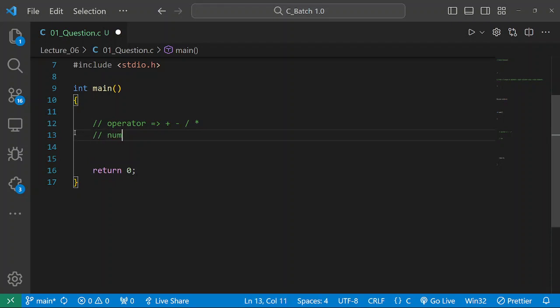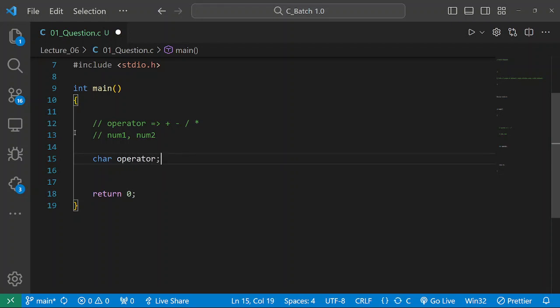We need numbers with which we can calculate. We will need at least two numbers. So we are writing num1 and num2. As part of this, we will be taking a character, that is your operator. Why character? Because in the expression we will pass this character. By identifying this character, our cases will run. That's why I'm taking this as a character.